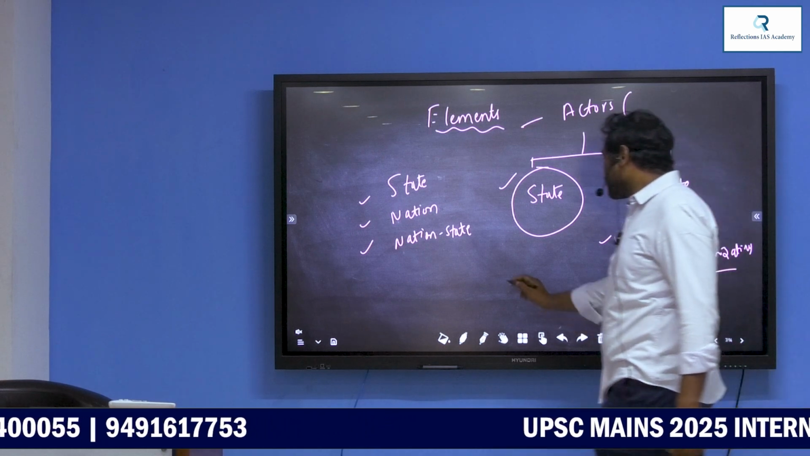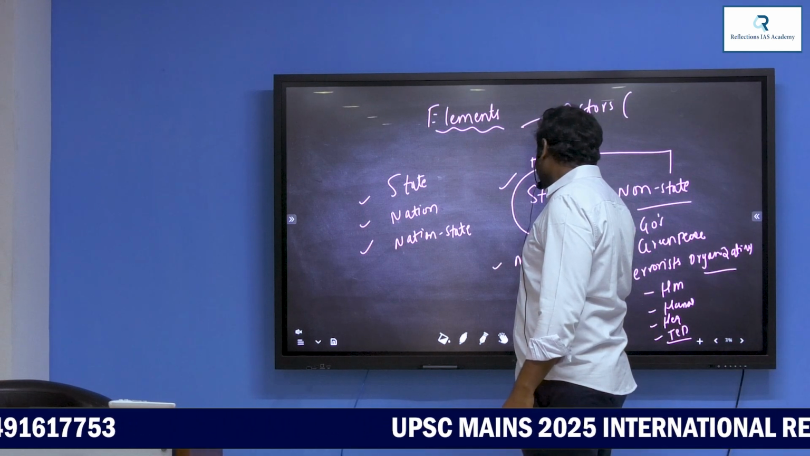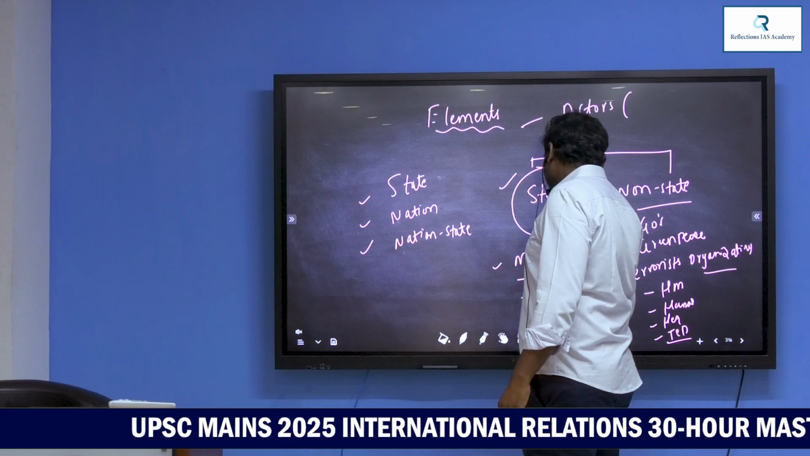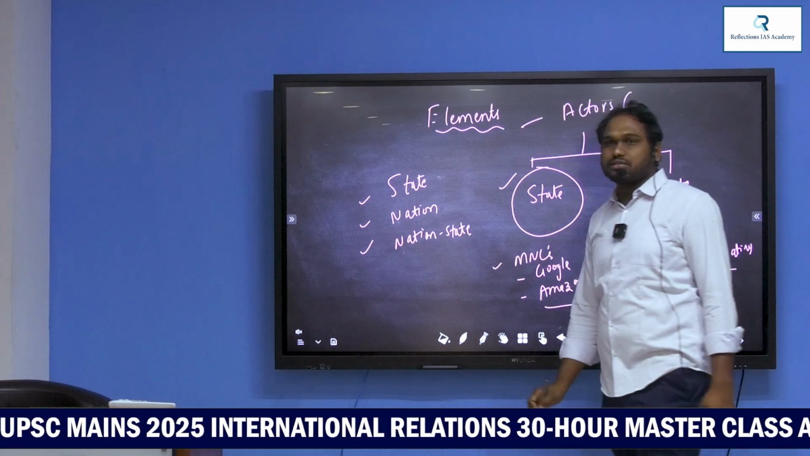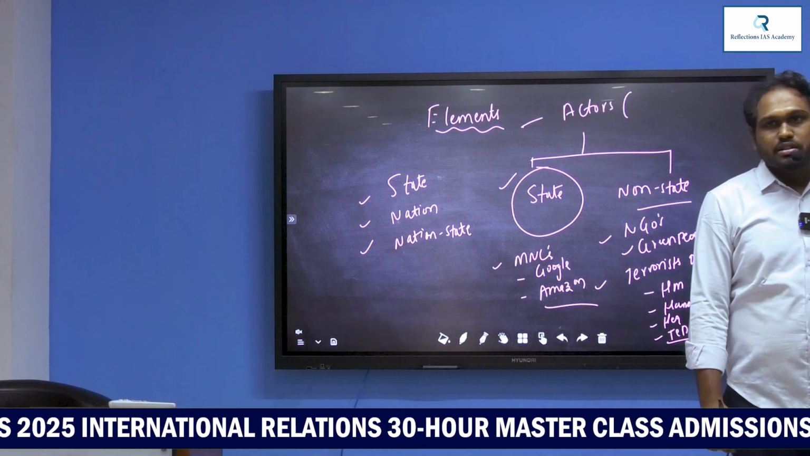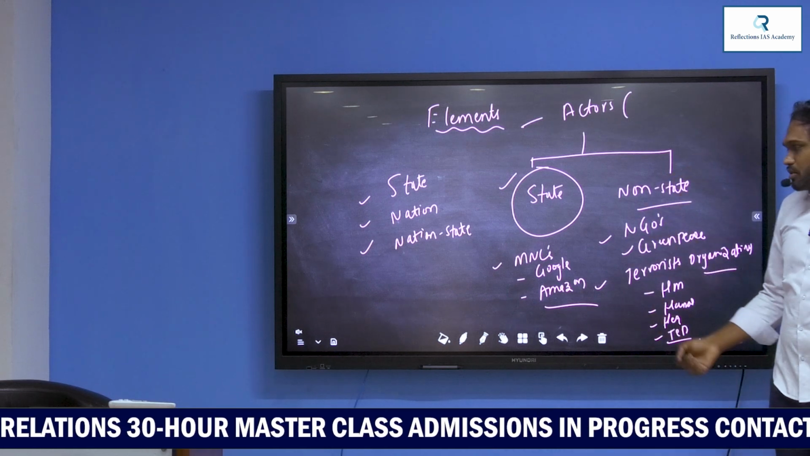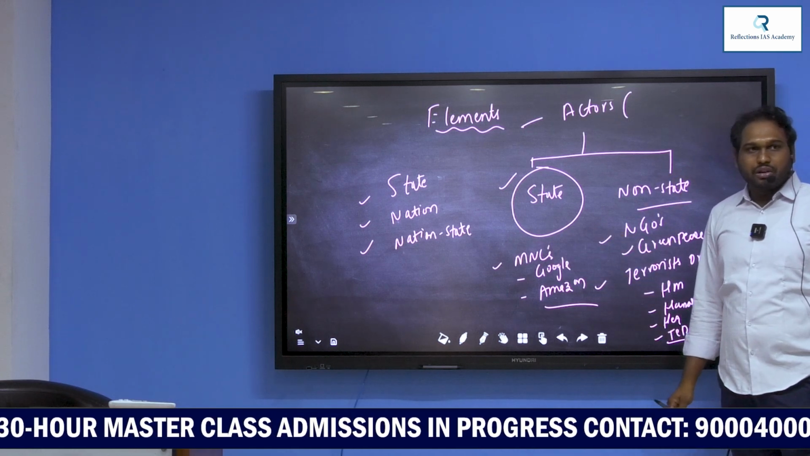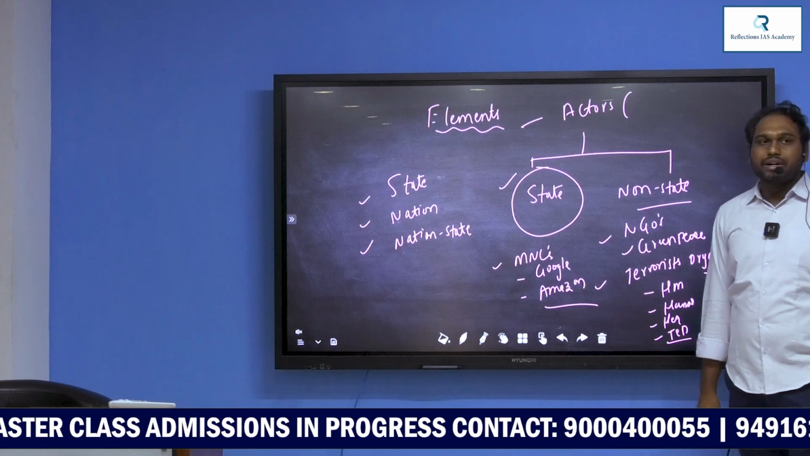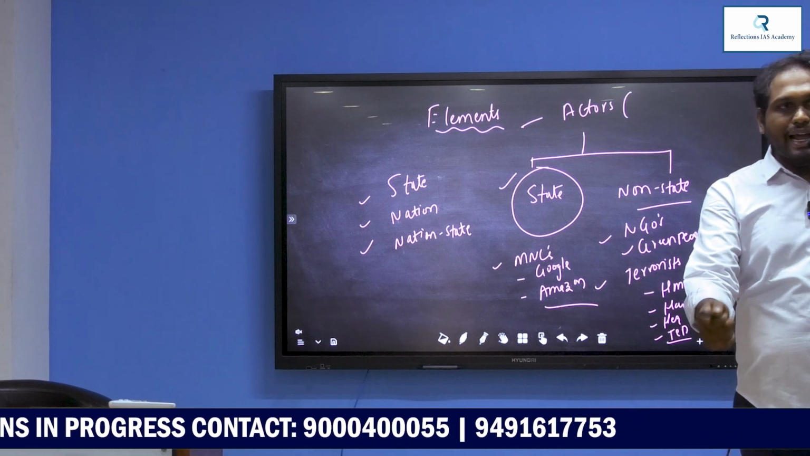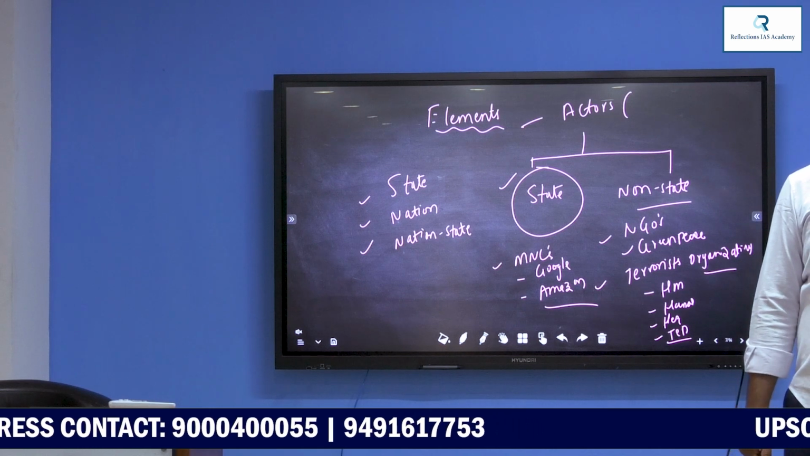And you also have a lot of MNCs, multinational corporations. You can tell some examples. What are they? Google, Amazon, which are influencing our lives on a daily basis. Everybody is interested in e-commerce. So, a lot of MNCs also play an important role in international politics. That is also a non-state actor. Okay? So, you have state actors, non-state actors.